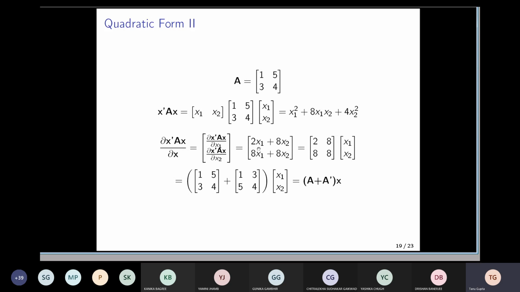So the first element is nothing but 2x1 plus 8x2. And if we differentiate this expression with respect to x2, it will be 0 plus 8x1 plus 8x2. So effectively 8x1 plus 8x2. And then again we can pull out the vector x separately. It will be the matrix [2, 8; 8, 8] times [x1, x2].